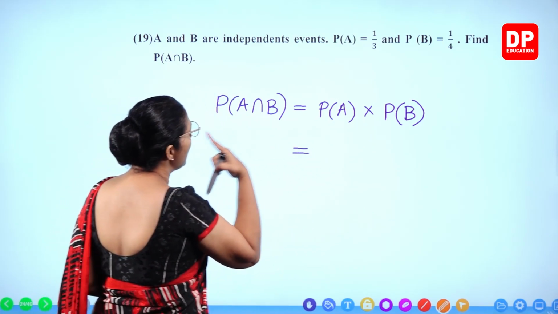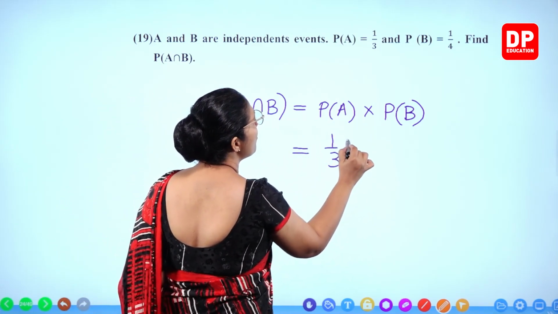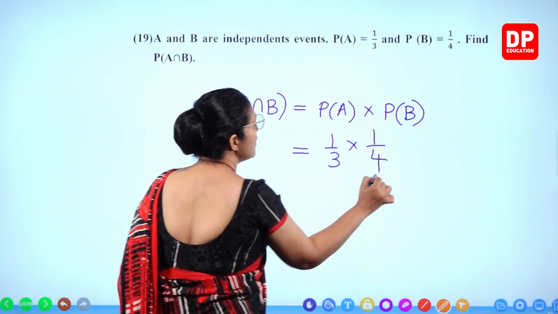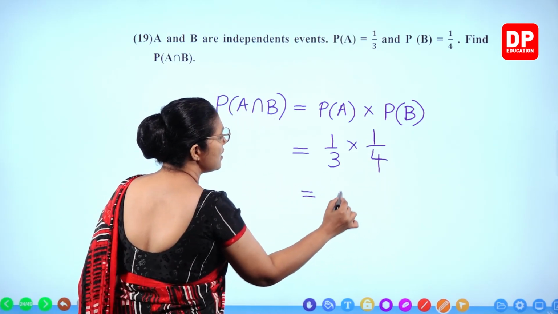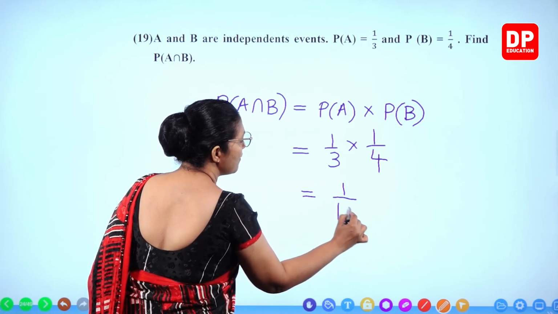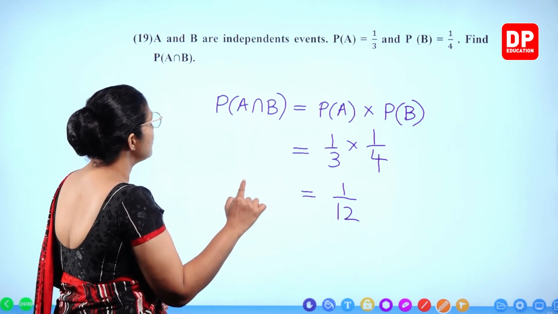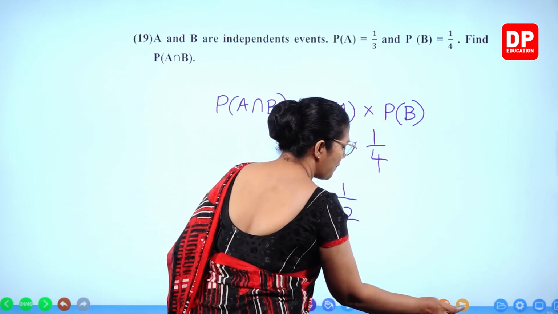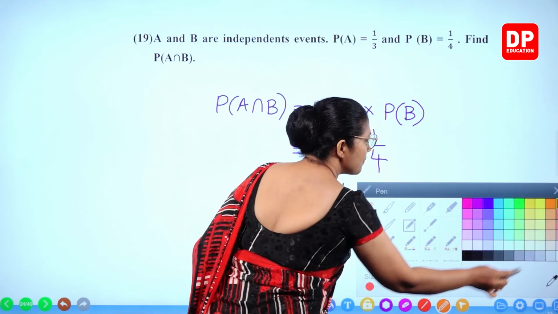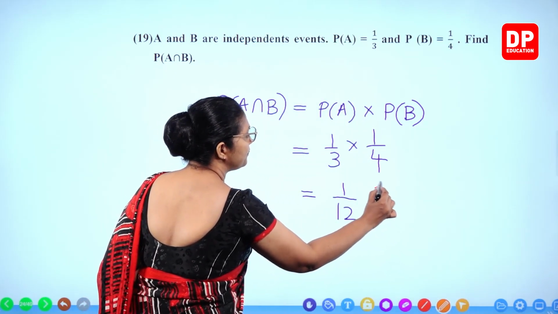Then probability of A is 1/3, probability of B is 1/4. So when you multiply, you get 1/12. That's the probability of A intersection B. So 2 marks for that.